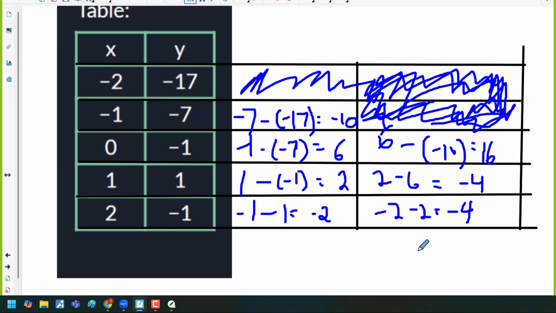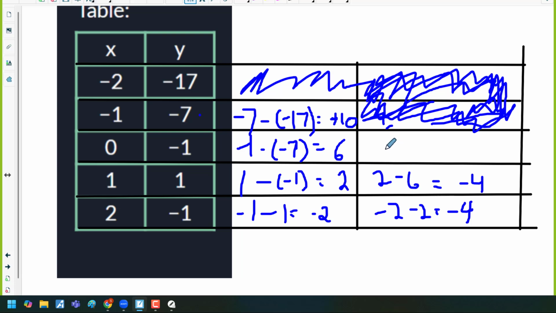That leads me to believe that maybe I made a mistake somewhere. So let's see. Negative 7 minus negative 17, right? This is going to be positive 10. See that right there? It's positive 10. And the next one is positive 6. So I made a small mistake here. And this is why it's always important to go back and check your work.